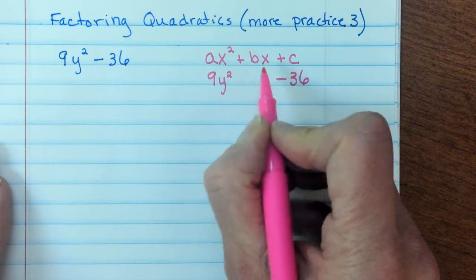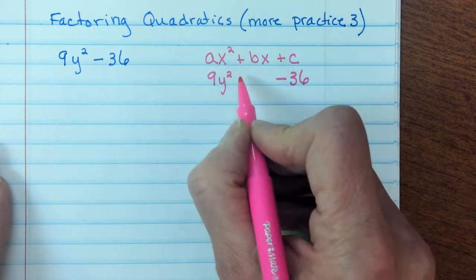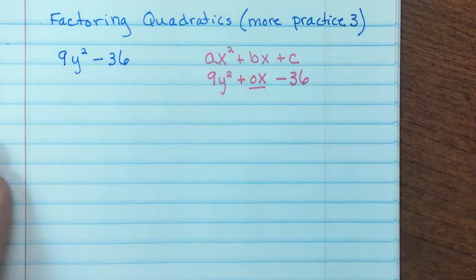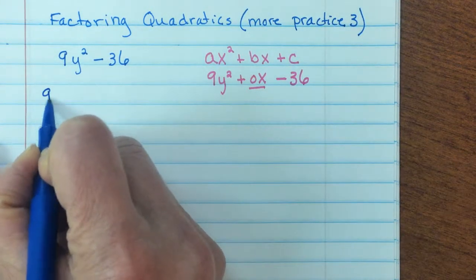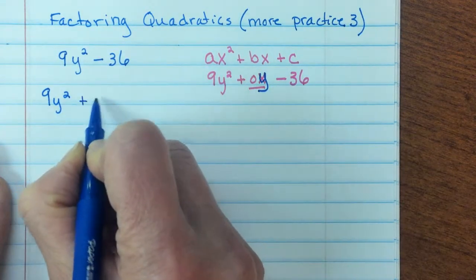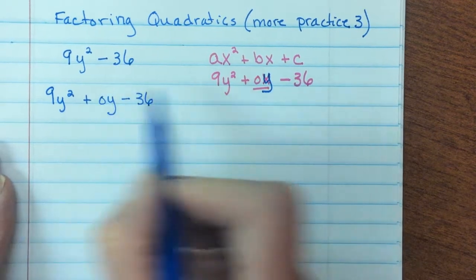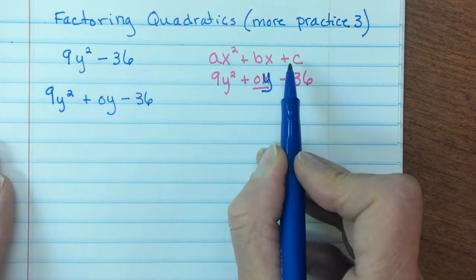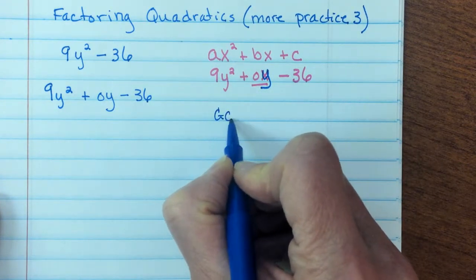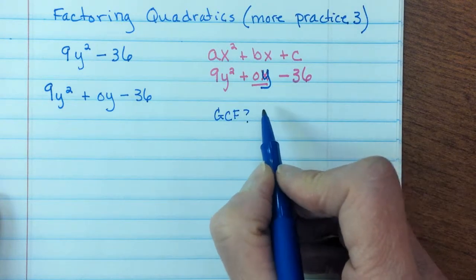So I do not have any simply just y's, which would go under here. So if I have none, that's a plus 0x. So I'm going to rewrite this to be 9y squared, excuse me, that should have been a y, plus 0y minus 36. So now this looks in standard form. So I'm going to ask myself, do I have a greatest common factor? And the answer is yes. The answer is 9.